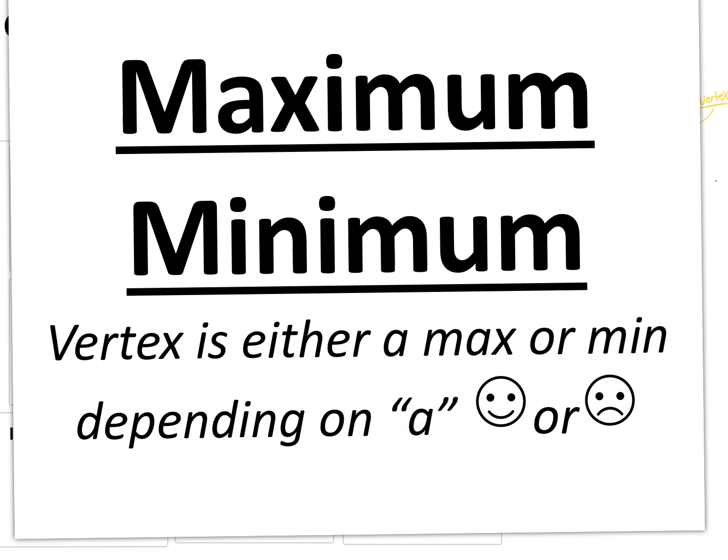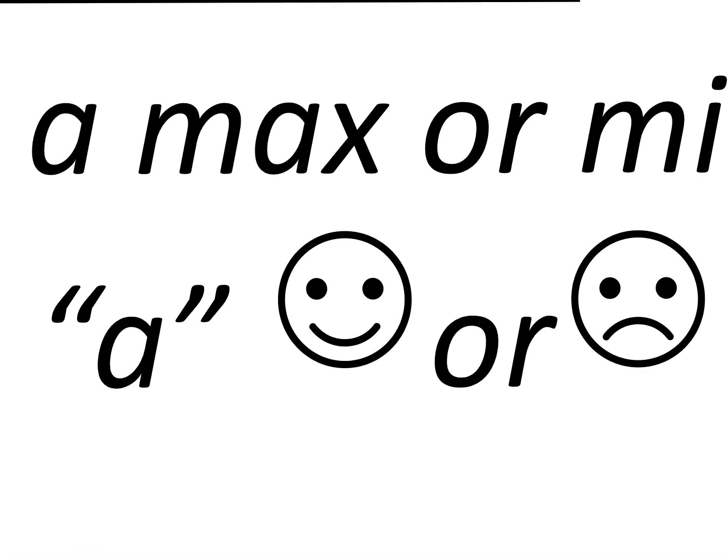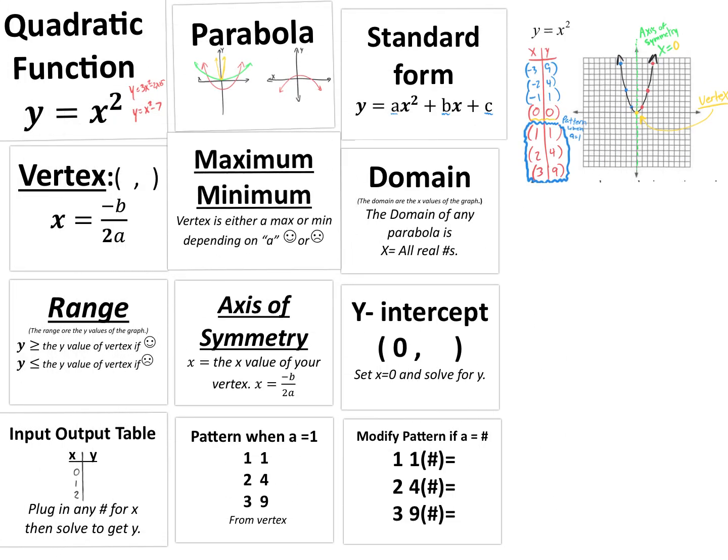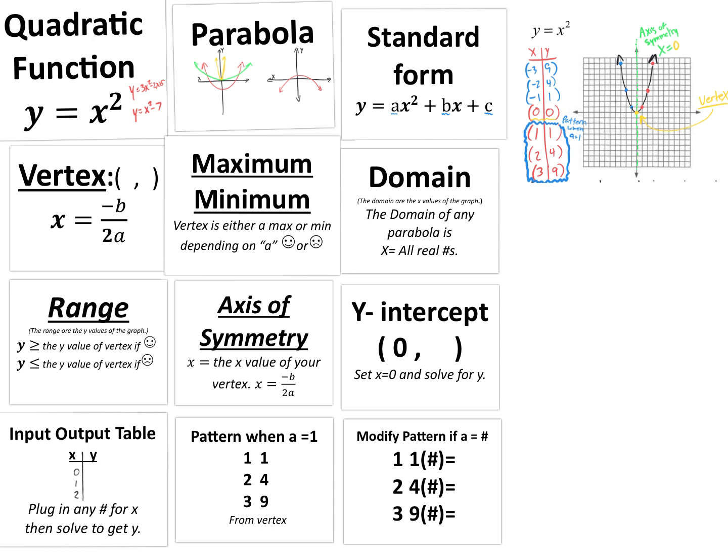If the A value is positive, if it's happy, then you have a parabola that looks like it's opening up, right? If the A value is sad, if it's negative, that means the parabola is opening down. That's simple, guys. If the A value is positive, then the parabola opens up, which means you have a minimum value. If the A value is negative, the parabola is opening down, which means you have a maximum value. Okay. What else?